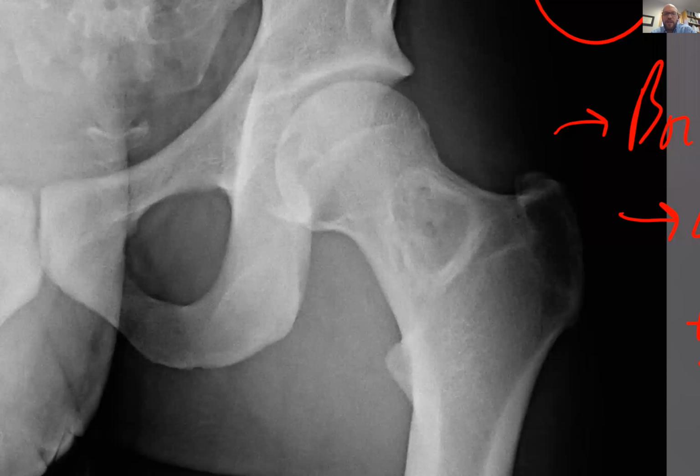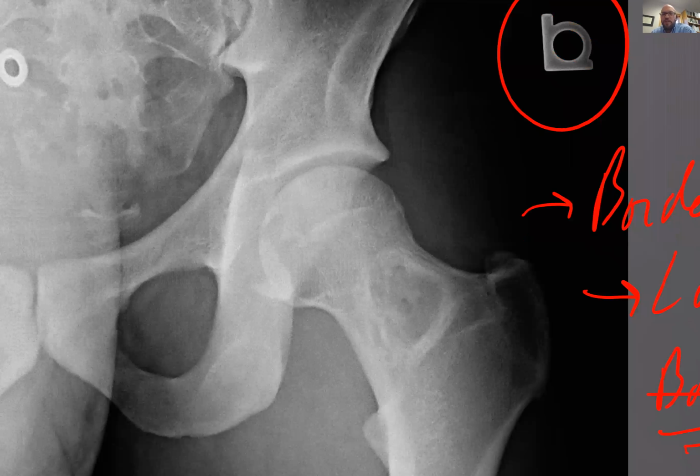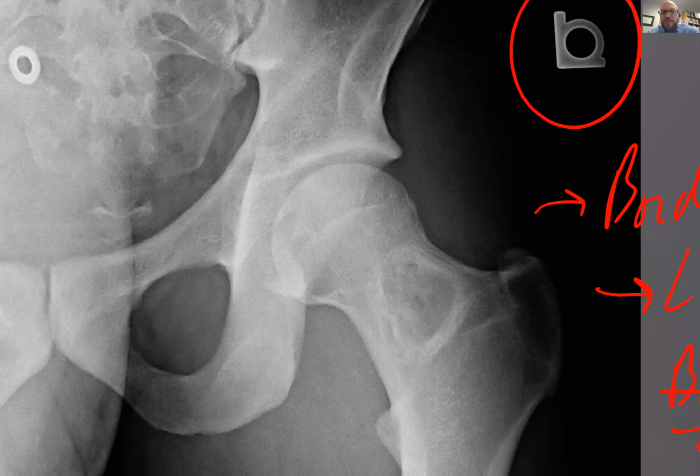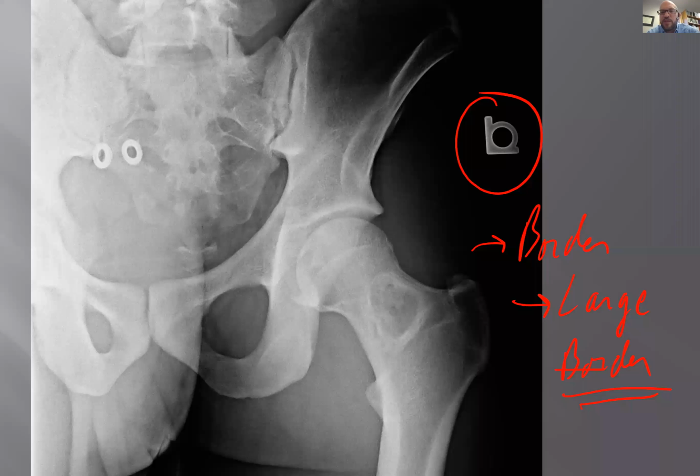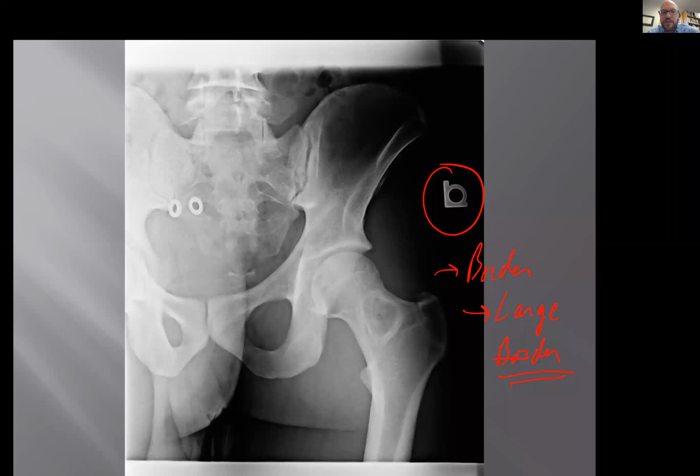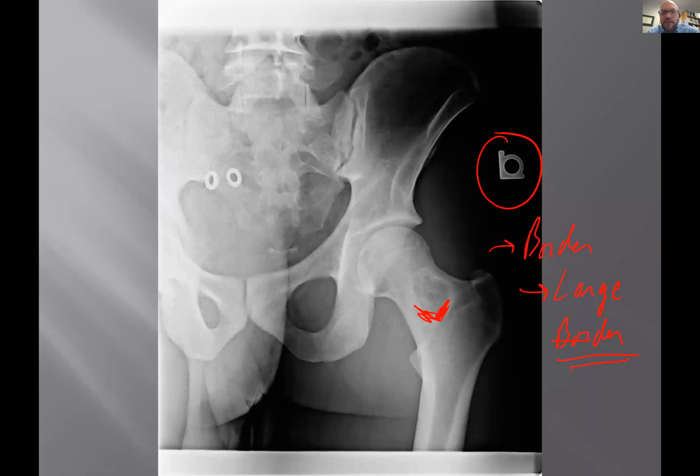And I'm going to maybe expand that a little bit. And if you expand it, the rim around the lesion in the neck of the femur is really thick. It's really thick. And that's what was, I think, the large border. I think Wayne said that. Someone said that. I think it was Wayne. And I think what he's describing is, look at that thick border like that.